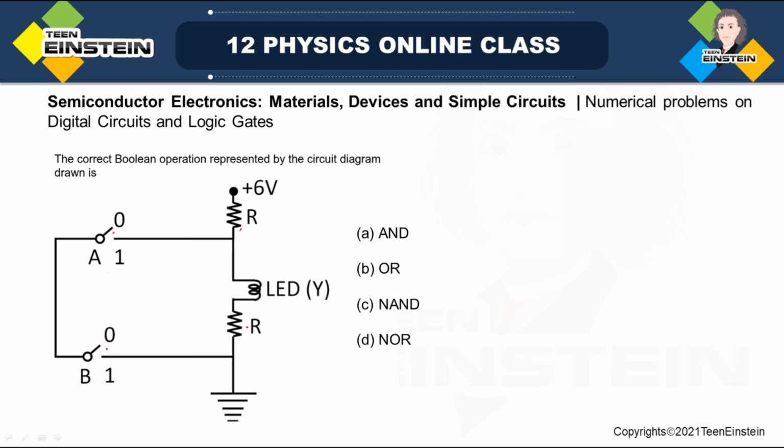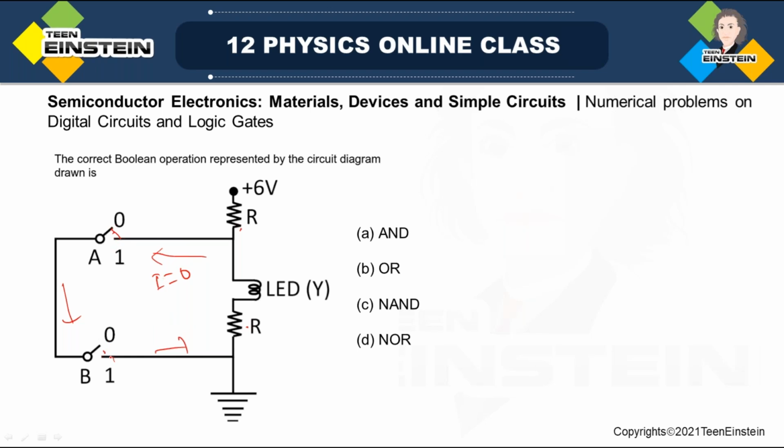So if both these switches are closed, where closed means 1 and open means 0, then current will flow in this way. It will bypass this circuit or bypass the LED. So you will not see the LED glowing. Okay, or suppose one switch is closed and this is open, then there will be no current flowing through this bypass circuit.